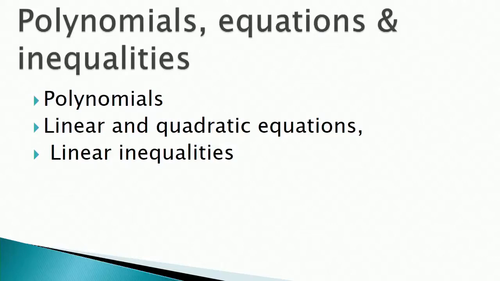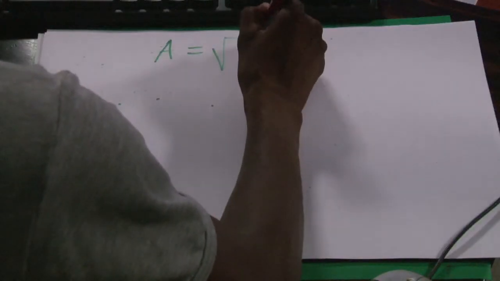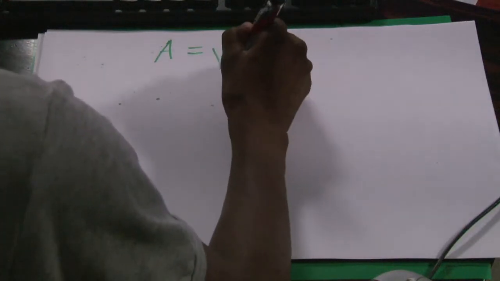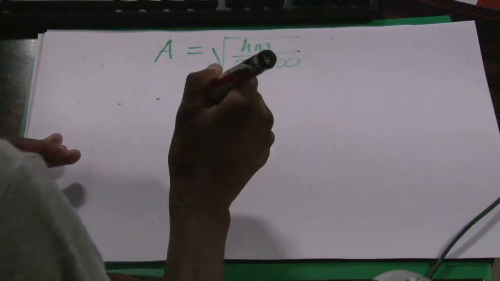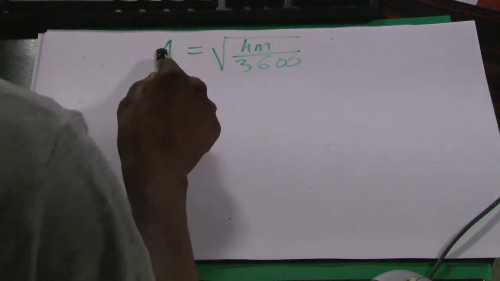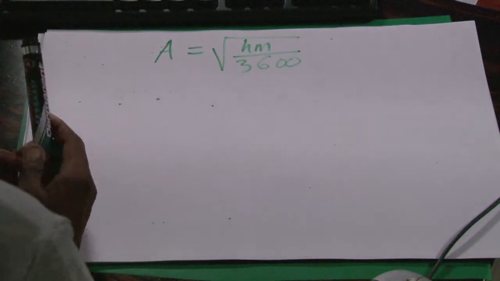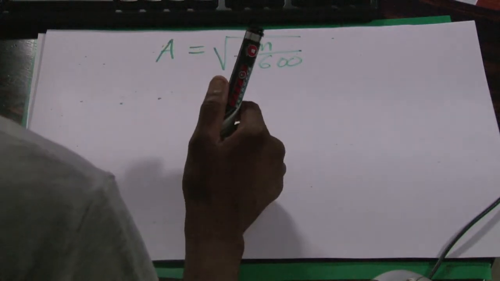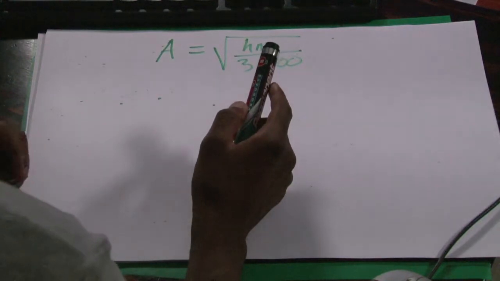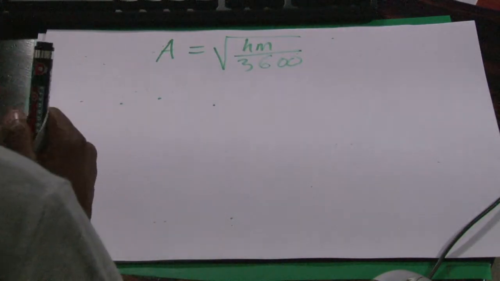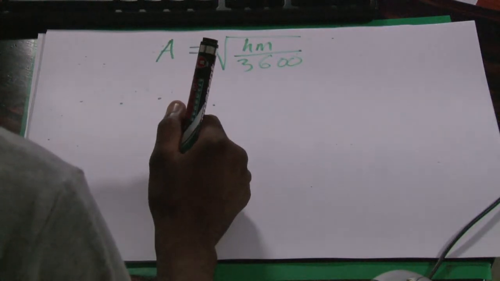Number 2a: the surface area of a person's body, in square meters, is given by the formula A equals the square root of hm divided by 3600. So we are given that the surface area of a certain body is given by this formula, where h represents the height of the person, m represents the mass. So now let's get started with Roman 1.